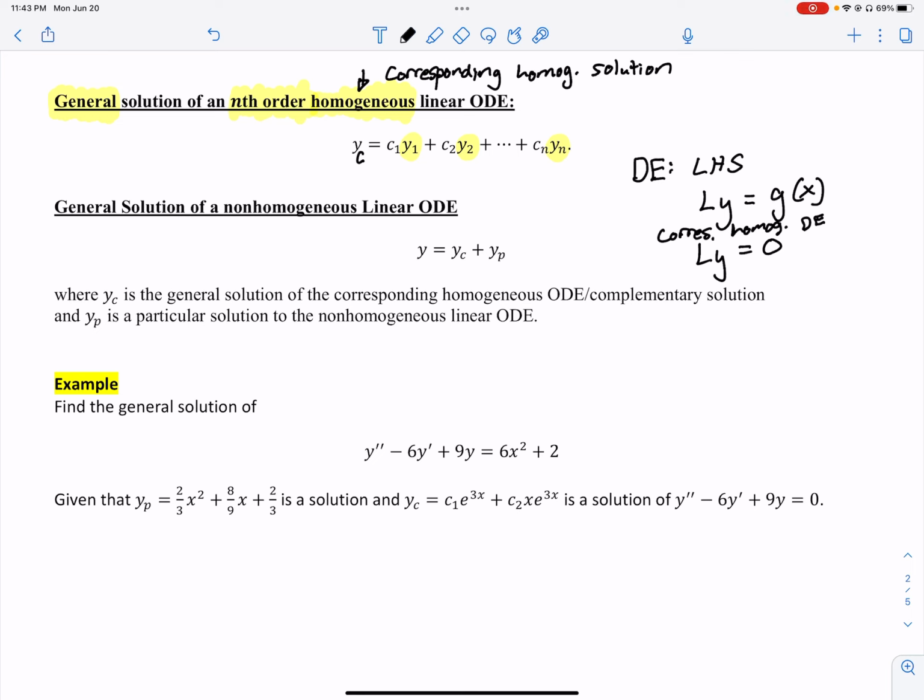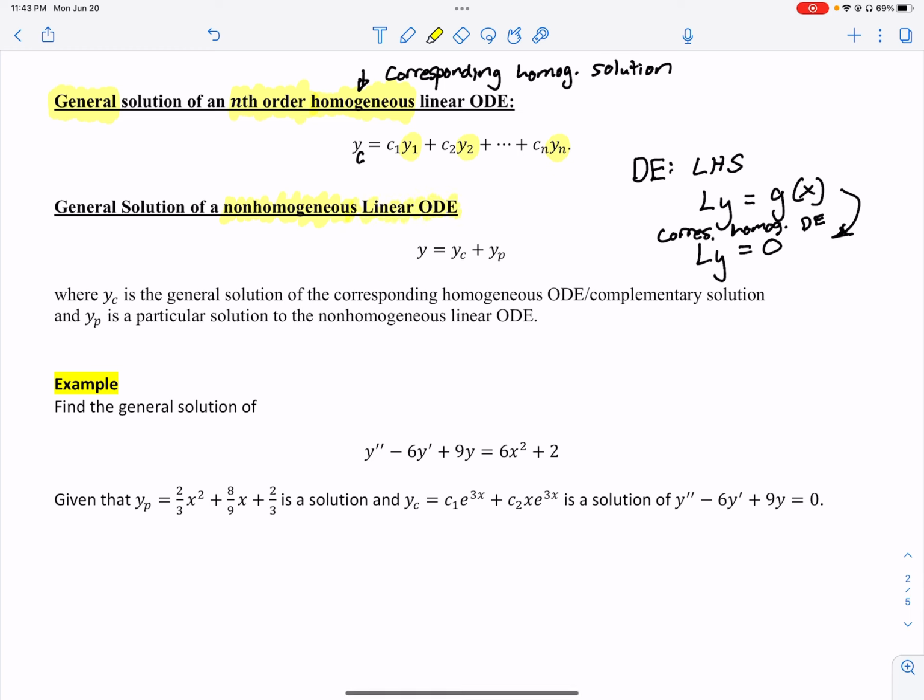Why is it called the corresponding? It's associated with L sub y, the left-hand side. And then it's the homogeneous dE because we set the right-hand side to 0. Why this is important here is we can actually get a general solution, and we're not going to talk much about the theory of why. We can get a general solution of the non-homogeneous solution. Remember, that's when that right-hand side is not a 0, but it's a linear ODE.